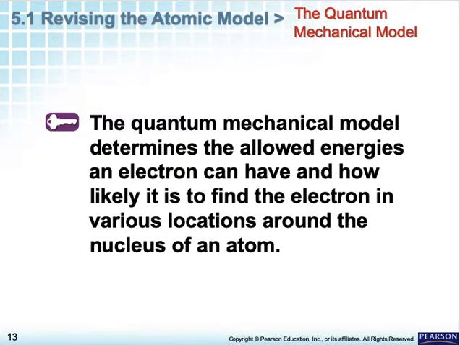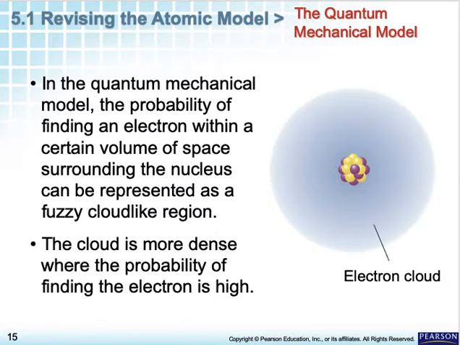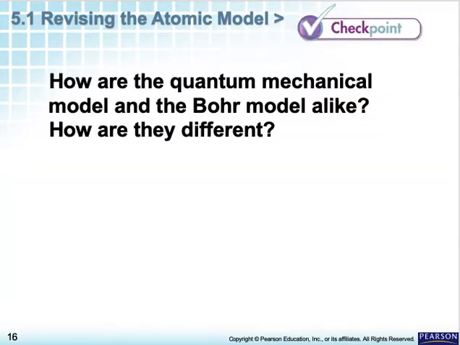The quantum mechanical model determines the allowed energies of an electron and how likely, or what is the probability, of finding an electron in various locations around the nucleus. Probability describes how likely it is to find an electron around the nucleus. So here we have a probability or solution to a Schrödinger model, and that light bluish grayish color you see on the screen is the electron cloud, and where it is darker, the probability of finding an electron is higher. And so it's all about probabilities.